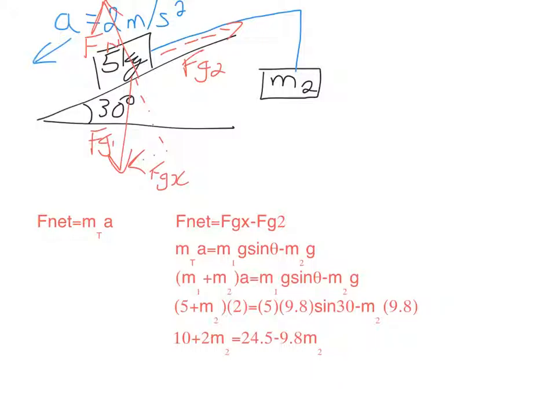So now what I've got, this is like grade 9 algebra. I have so and so many M2s here, and so many M2s here. I just happen to have 2 of them, and I happen to have negative 9.8 of them over here. So I'm just going to collect like terms. I'm going to add 9.8 over to both sides, and I'm going to take the 10 and minus that to the other side. So this is what I'm going to get. We'll do a brand new equation here. Okay, 2 plus 9.8 gives us 11.8 M2.